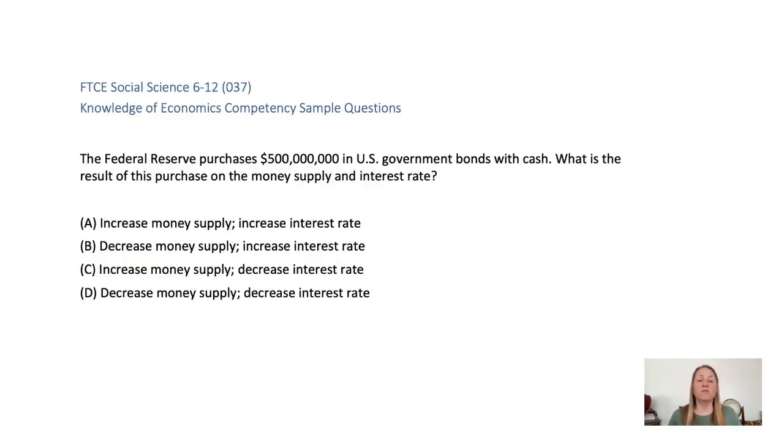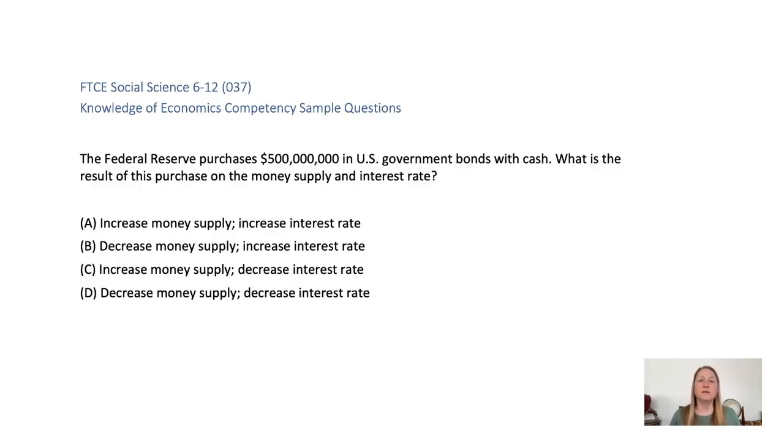The Federal Reserve purchases $500 million in U.S. government bonds with cash. What is the result of this purchase on the money supply and interest rate? A. Increase money supply, increase interest rate. B. Decrease money supply, increase interest rate. C. Increase money supply, decrease interest rate. Or D. Decrease money supply, decrease interest rate.